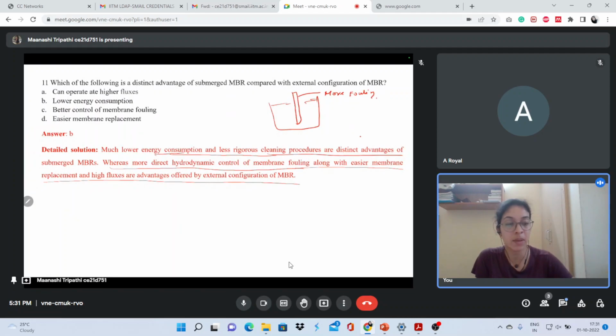But the energy consumption will be less and space consumption will also be less. You can see it's not outside, it's inside.